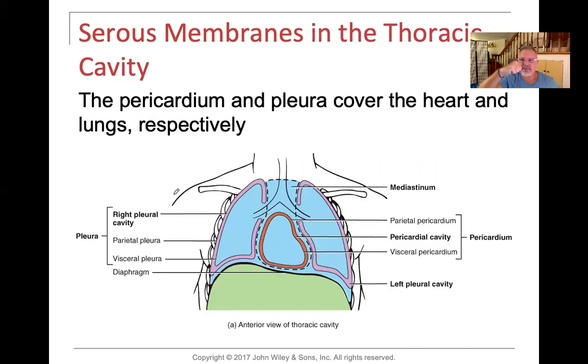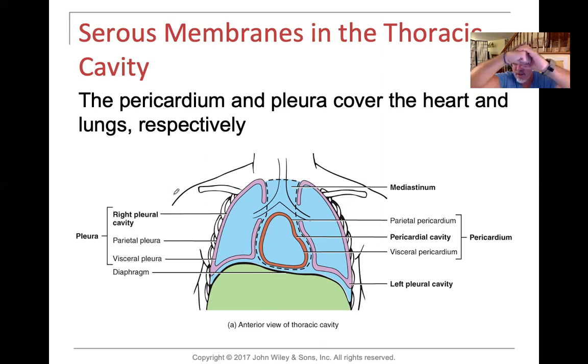So if I were to take, let's say, my fist, and let's say this is a balloon, and I push my fist into this balloon, the balloon is going to take shape going around my fist. Now let's say this is the heart and this is a balloon. The heart goes in, the layer that's contacting the organ is the visceral layer. And the layer that's on the outside, the outer part, is the parietal layer.